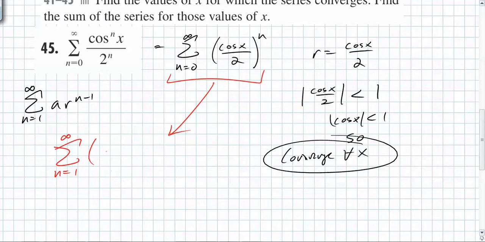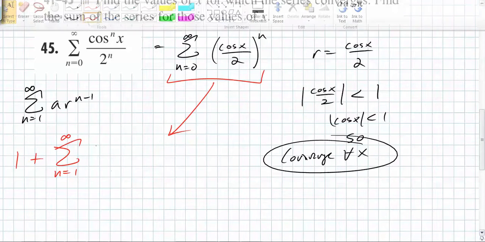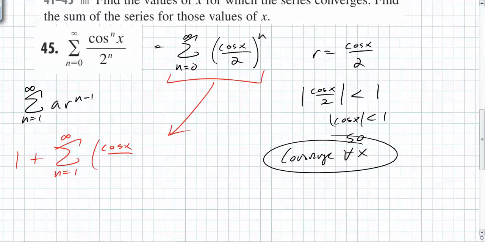First one is 1. So it's going to be 1 plus cosine x over 2. Yes, exactly. Cosine x over 2 all to the what power? Does that work? Is it still to the n? So what do we do with this?